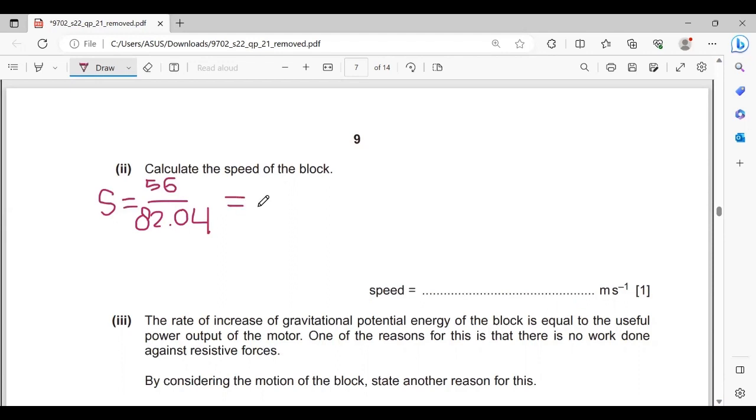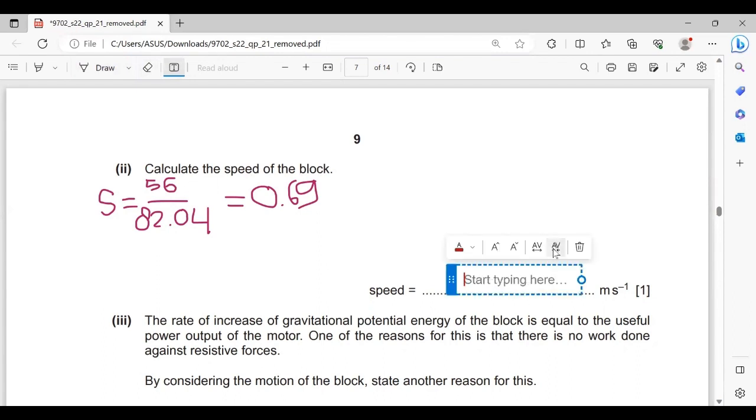Okay, let's recalculate. 0.69 meter per second. Answer is 0.69. Okay, next.